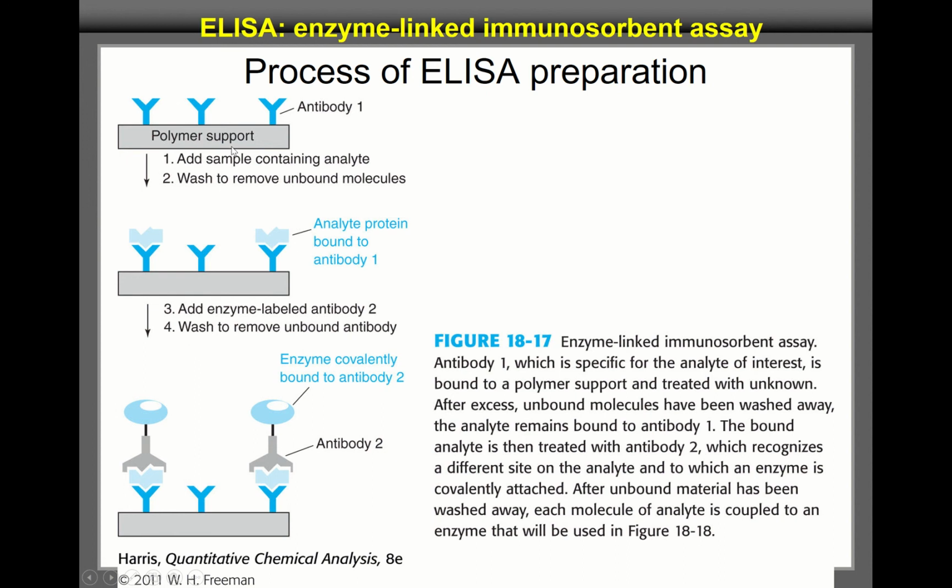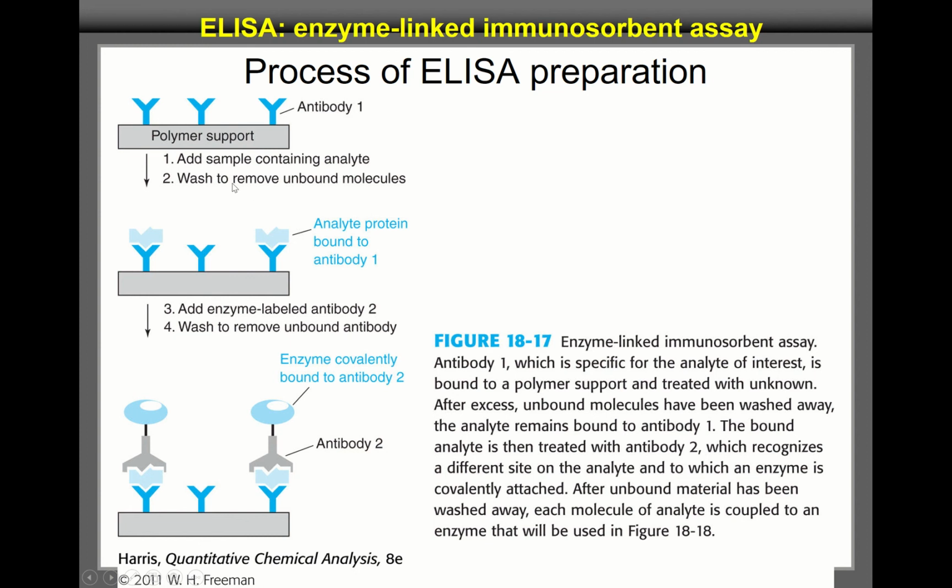Okay, well, this is the process of ELISA preparation. First, you prepare the polymer support, and on the surface of the support, you fix the antibody 1. Usually, antibody shape is represented by this Y. So you now absorb a lot of antibody molecules on the support surface.